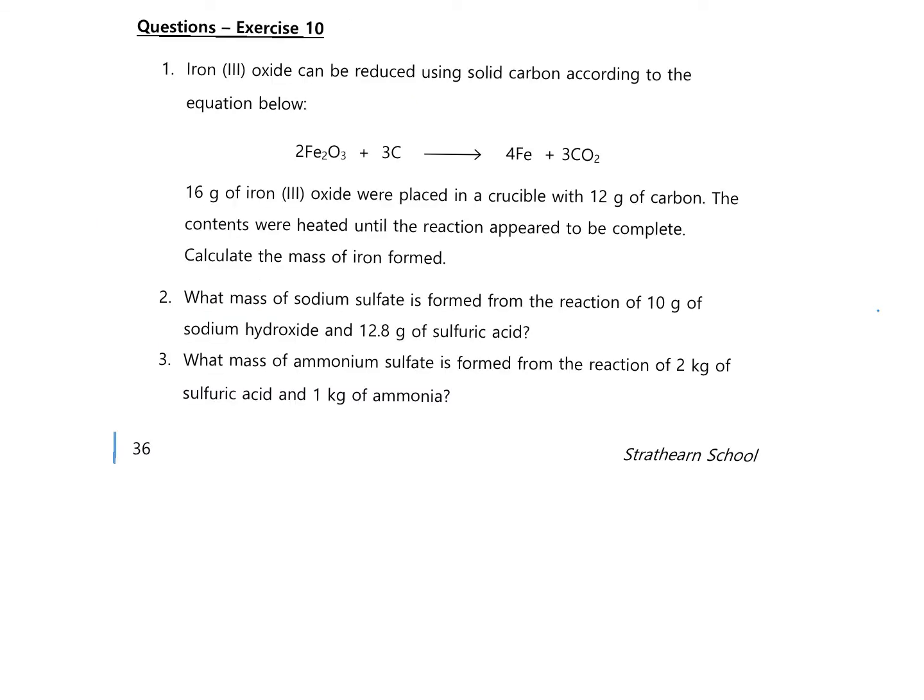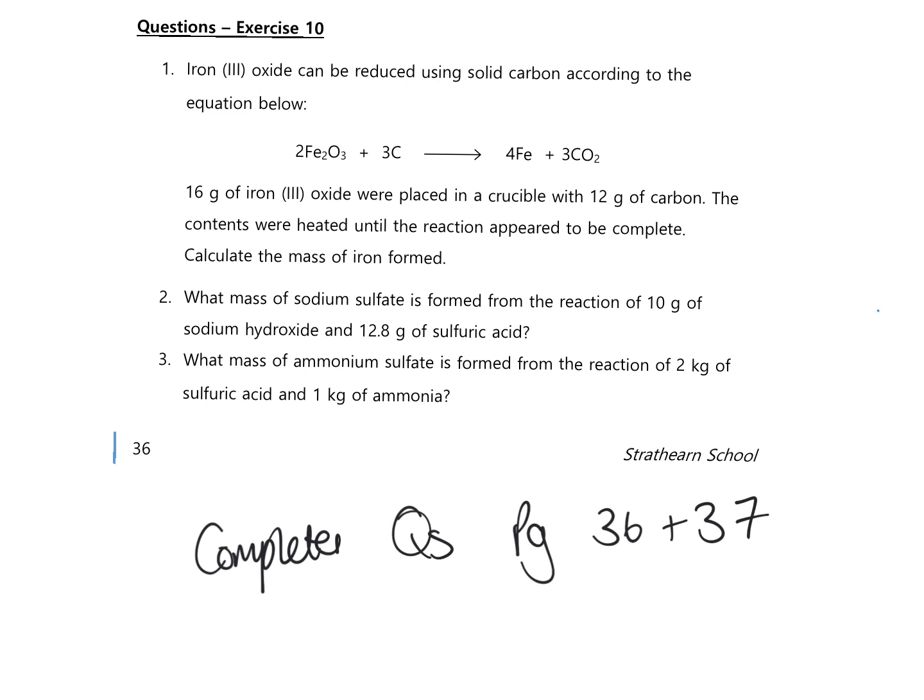So if you now have a go at exercise 10, these are your limiting reactant calculations. So on page 36, and they also continue on page 37 as well. So if you want to complete questions page 36 and 37, there's 6 in total. So just make sure you follow through each of your steps really carefully. If you're not given an equation, you need to write a balanced symbol equation, and you may want to use your general equation sheet that I gave out to help you write those to make sure you know what your products are.